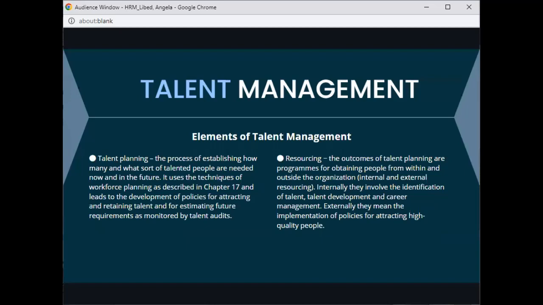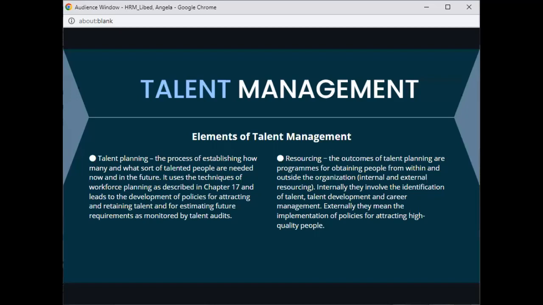So talent planning is the process of establishing how many and what sort of talented people are needed now and in future. It uses the techniques of workforce planning described in Chapter 17 and leads to the development of policies for attracting and retaining talent and for estimating future requirements as monitored by talent audits.